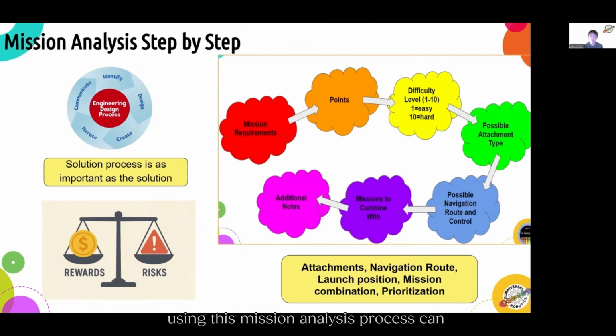So using this mission analysis process can be very crucial as it helps you to outline your process of solving a mission step by step. Judges want to look for how you solve your missions, so having the mission analysis ready can be very helpful as it can clearly present what you did to solve each mission.